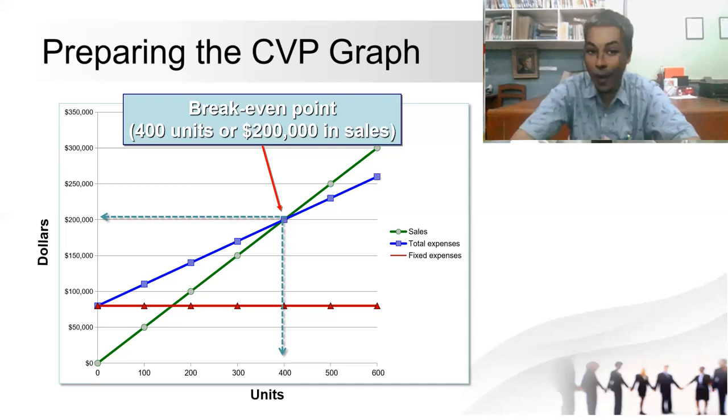Because they are equal, this means in the graph they are the same height, or they intersect. They are the same height when they are intersecting. So blue and green intersect at that point. What is that point? That is exactly equal to 400 units and $200,000. That is the break-even point.